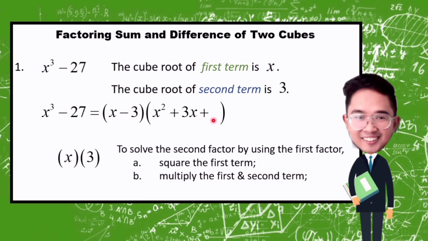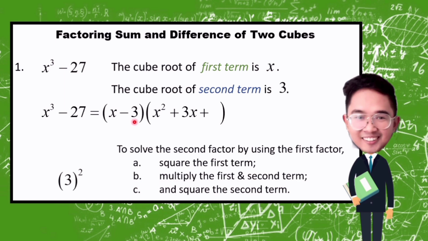And to find the last term, we need to square the second term. The second term here is 3. 3 squared is equal to 9. Therefore, the factors of x cubed minus 27 are the quantity of x minus 3 multiplied by the quantity of x squared plus 3x plus 9.